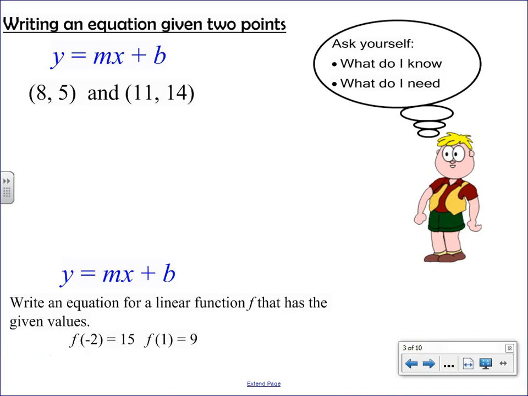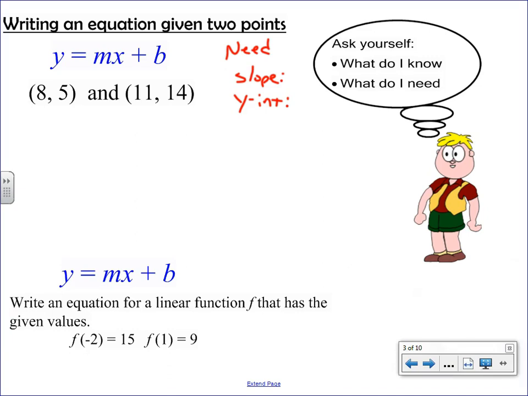All right, so if we want to write an equation, if we're given 2 points, let's say the equation goes through 8, 5, and 11, 14. The question you should always ask yourself, like that funny looking guy in the yellow sweater vest, is what do I know and what do I need? Well, I know I have 2 points. And what do I need? Well, I need to find the slope and the y-intercept. Do I have the slope? Not directly given to me. Do I have the y-intercept? I don't have that either.